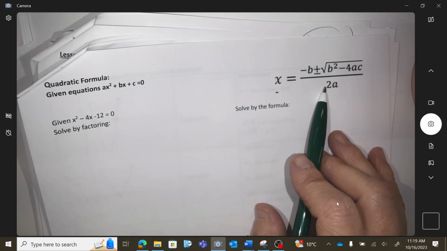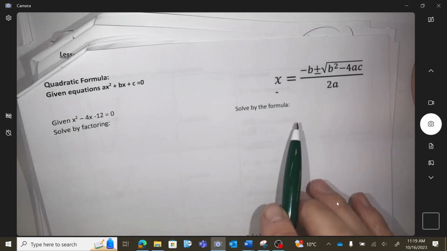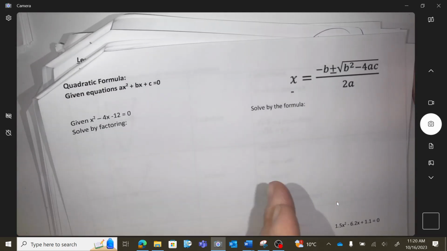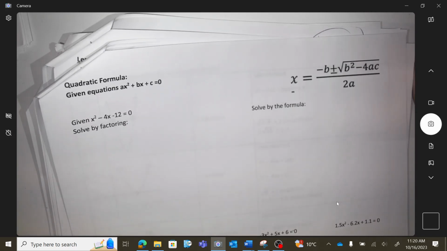Okay, but I do get some grade 12s who are like, forget it, I'm just using the formula no matter what question I'm doing. I'm not even factoring. Okay, so we're going to do a question where we solve by factoring, and then I'm going to show you that the formula works.